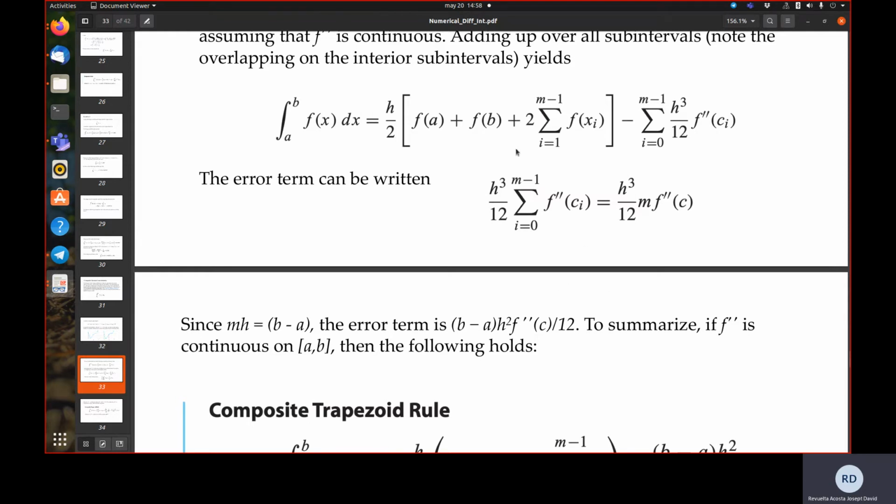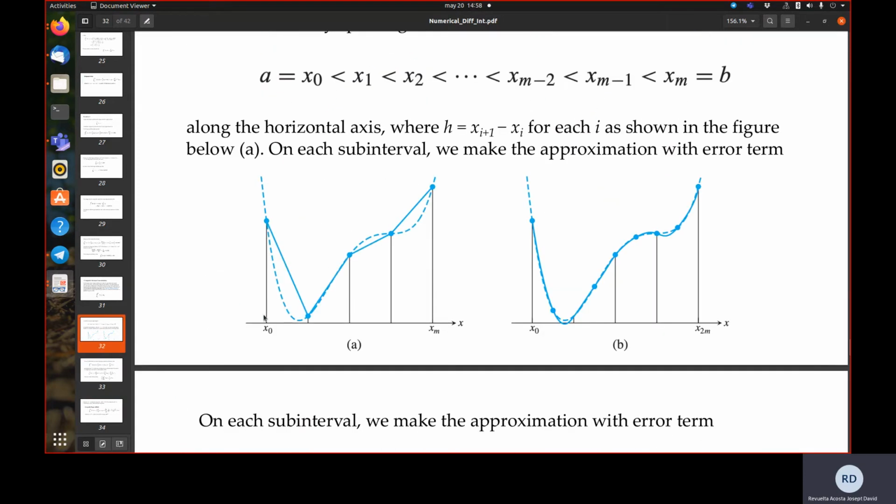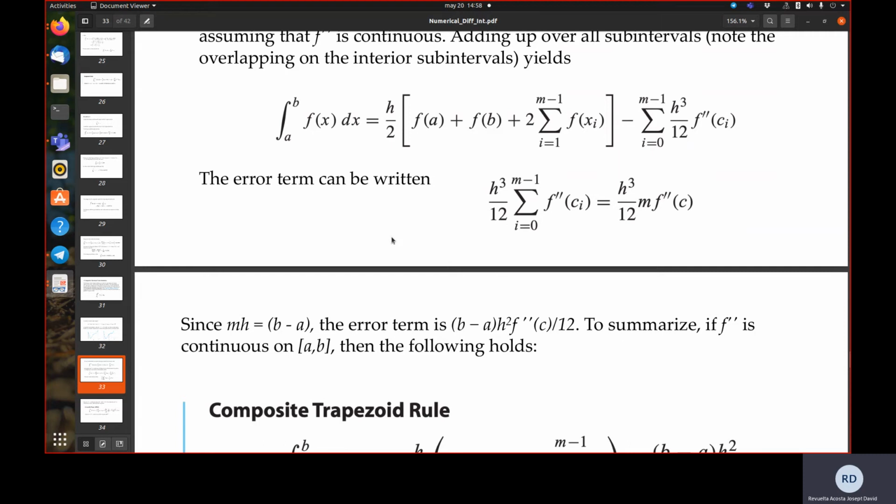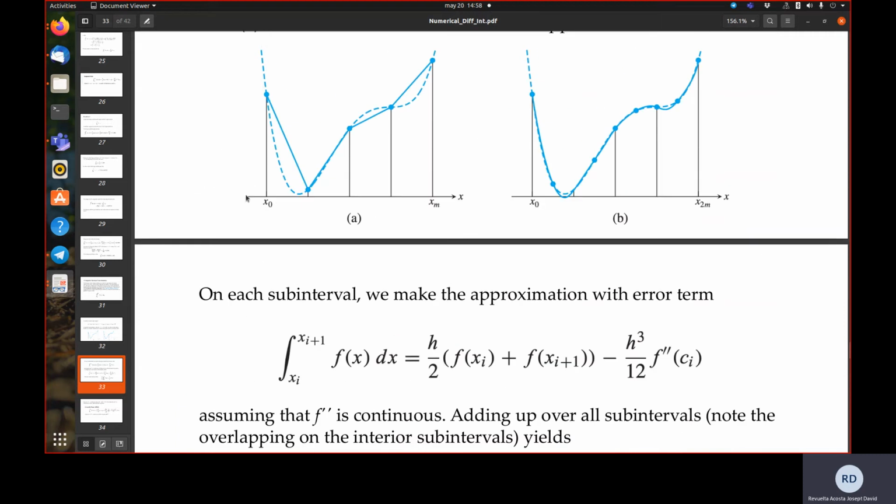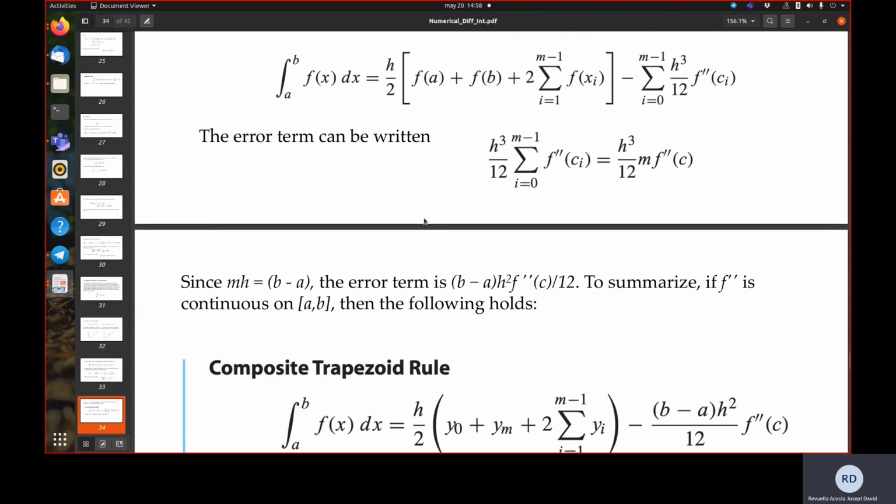So if we check this out, the space between the values, the space h, is equal to b minus a divided by the number of panels. That would be the h. And then if we simplify, mh is going to be equal to b minus a, right? And then the error term is going to be equal to b minus a, because we can have this simplified version of h squared right here, because we have mh here.